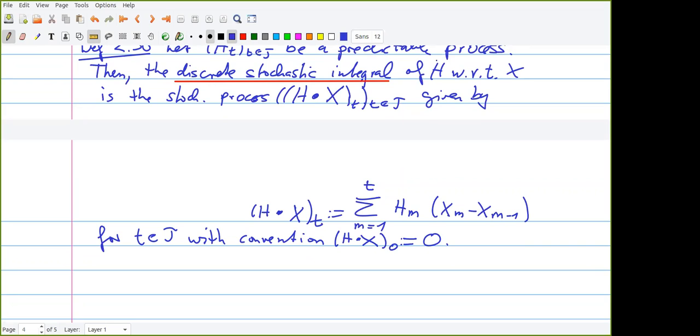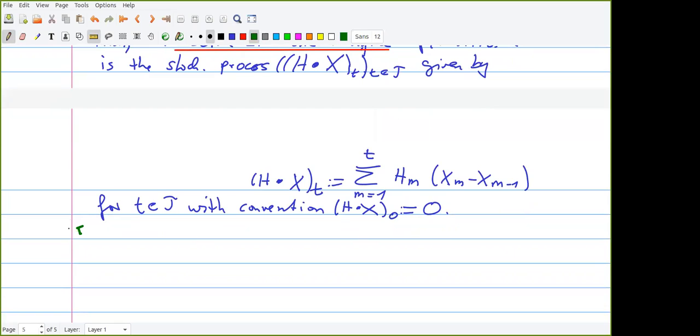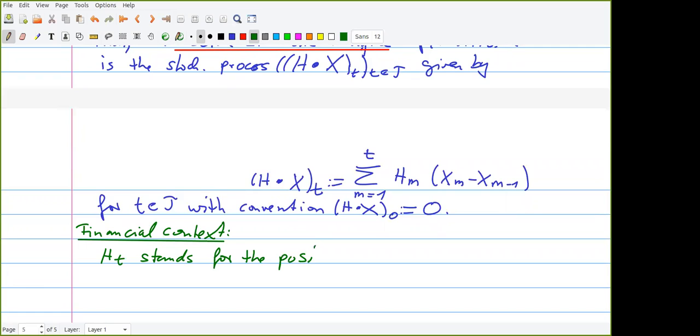Now let me give you a bit of the financial context behind this. If you think about S as your price process, and H as your trading strategy, then H stands for the position of a trader in the t-th trading period.